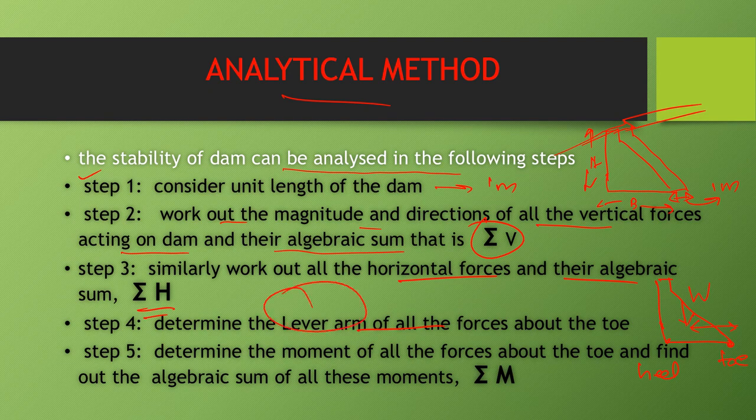Then step 5, we need to determine the moment of all forces about the toe and find out the algebraic sum of these moments. That is, if we are considering self weight, the moment is W multiplied by this distance, let it be x. So the moment is W into x, and it goes in anti-clockwise direction.